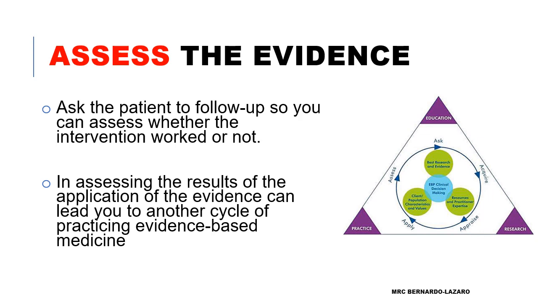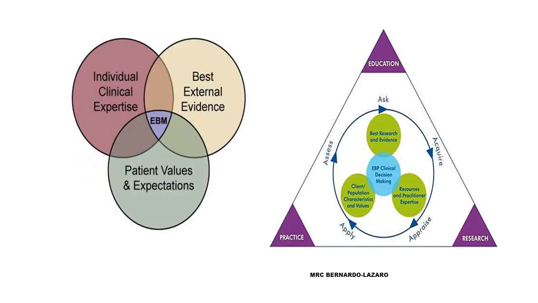Assessing the results of the application of the evidence can lead you to another cycle of practicing evidence-based medicine. In summary, we just defined the practice of evidence-based medicine, that it looks at not just the current best evidence, but also the physician's clinical expertise and patient's values and expectations. Furthermore, the practice of evidence-based medicine consists of the steps of assessing the patient, asking the question, acquiring the evidence, appraising the evidence, and applying the evidence, then assessing again whether the evidence works with the patient or not. Then the cycle goes on.